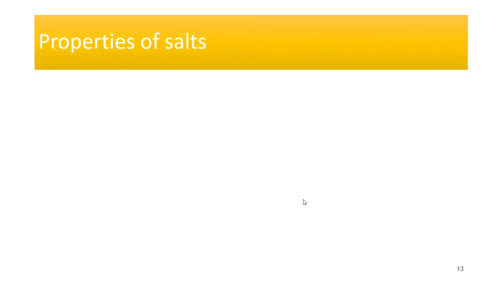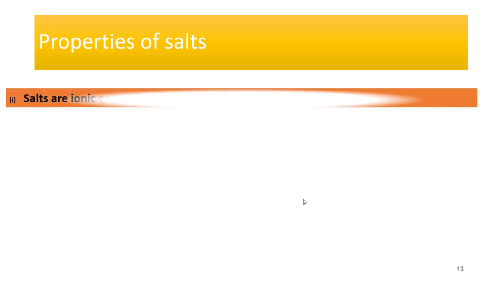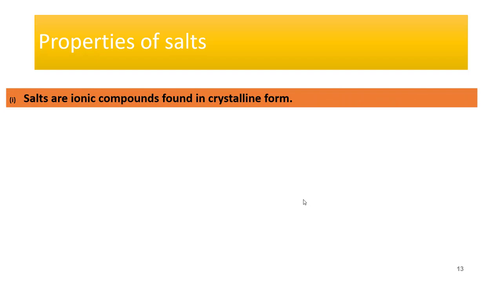Next is the properties of salts. Students, now you will learn about some properties of salt. The first property of salt is that salts are ionic compounds.